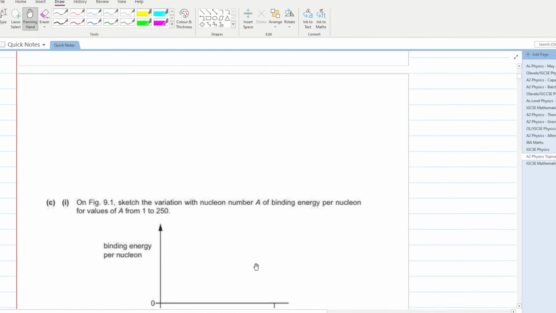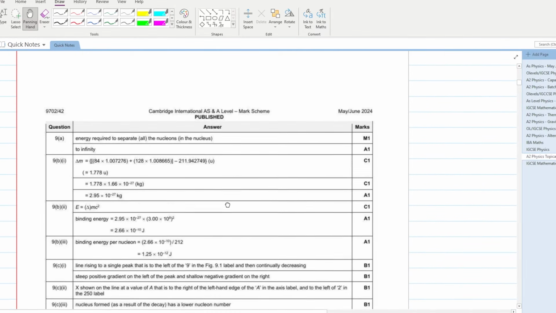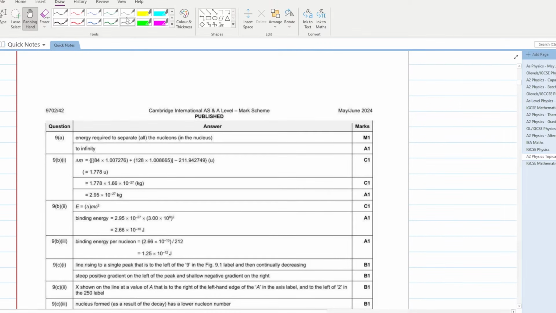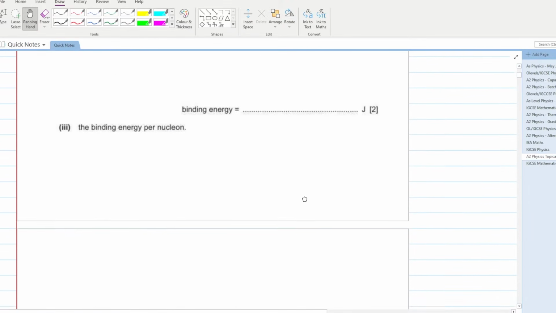Yeah, I hope this is correct. Let's verify from the marking scheme as well, because these were very lengthy calculations. Yes, our answer is exactly the same as the marking scheme. So let's move on to the next part.